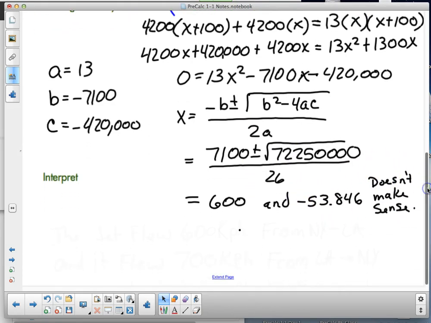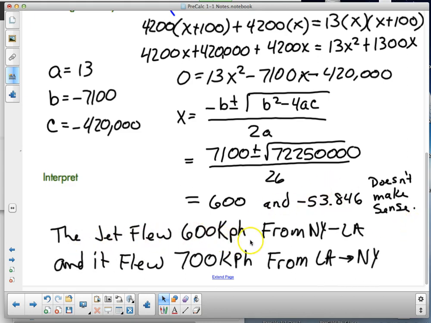Okay, so in answering my question, I've got to realize I have these choices, but this one doesn't make sense. So when I'm looking at the steps, I have understood the problem, I devised a plan, and I carried it out. But now I'm looking back and go, you know, this one's not making sense. So the jet flew 600 kilometers per hour on the way from New York to LA, and then it flew 100 kilometers per hour faster, 700 kilometers per hour, from LA to New York.